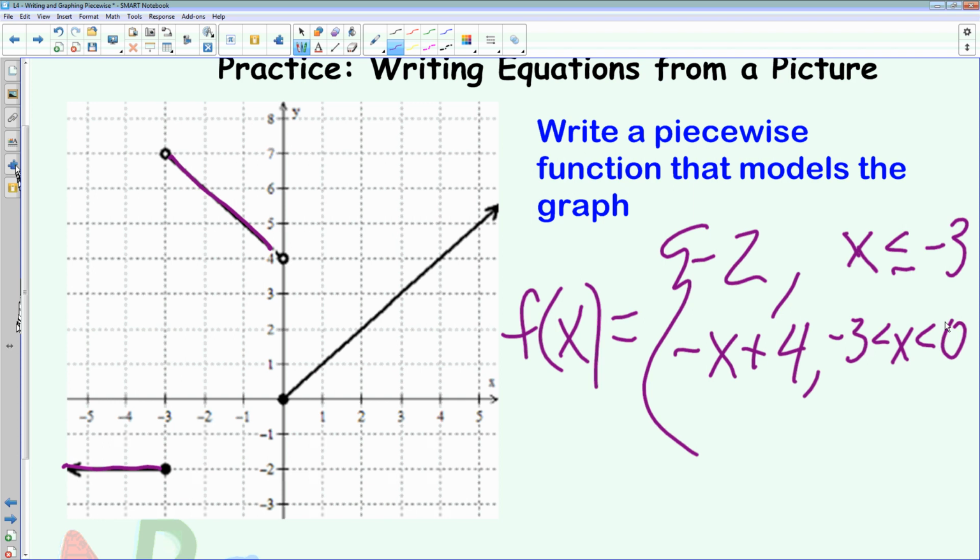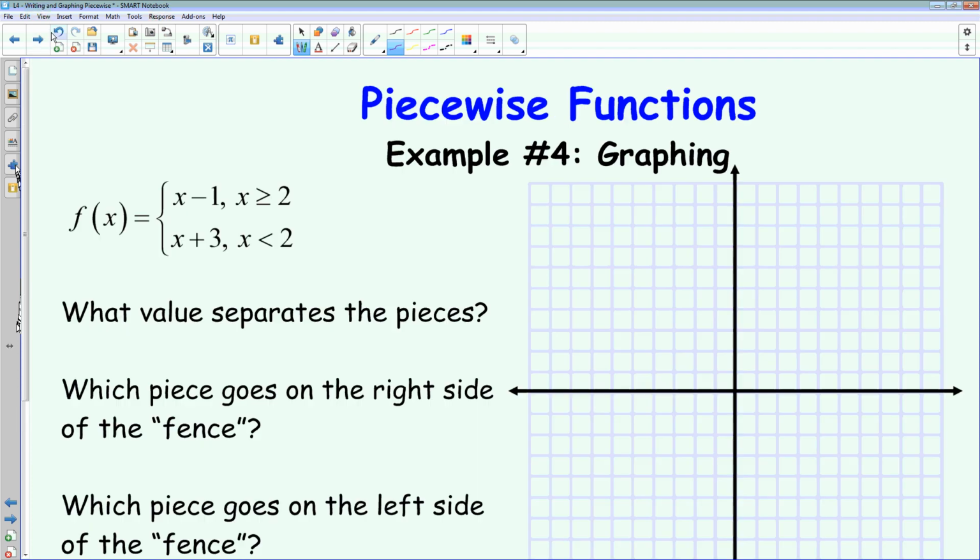And then the last piece again is a line. The slope of that line happens to be +1, and we hit the y-axis at 0. So our line equation is just x, and that interval is when x is greater than or equal to 0. Now let's go in reverse. We're going to be given some equations and have to come up with the graphs.